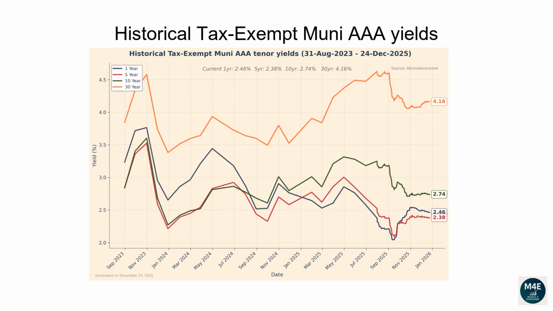This line plot and the next plot show how each tenor of the muni yield curve has changed over time. From the 31st of August 2023 to the 26th of December 2025, the 1-year yield has dropped from 3.24 to 2.46. The 5-year yield has dropped from 2.85 to 2.38. The 10-year yield has dropped from 2.84 to 2.74. The 30-year yield has increased from 3.85 to 4.16.